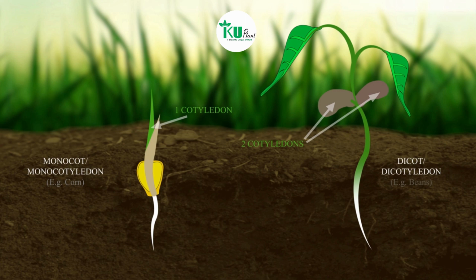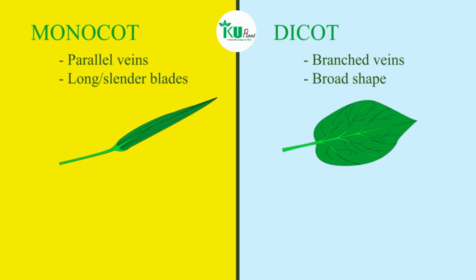These embryonic leaves help the new plant access the nutrients stored in the seed, giving it a source of nutrients until the true leaves are formed and start to photosynthesize. The true leaves of monocots and dicots are also different. While monocots have leaves with parallel veins and long, slender blades, dicots have broader leaves with branched veins.